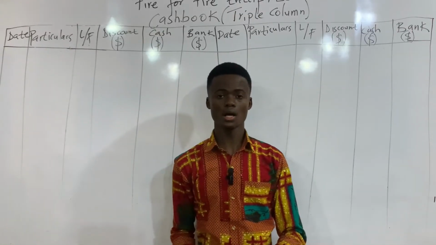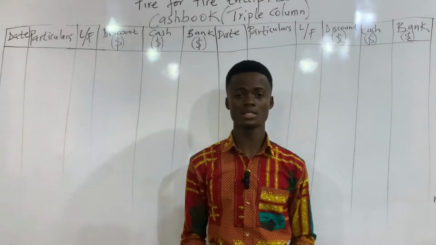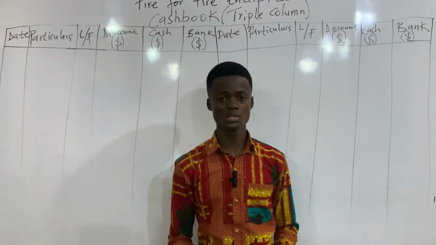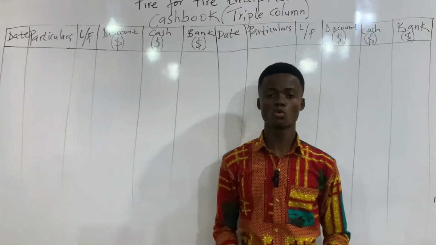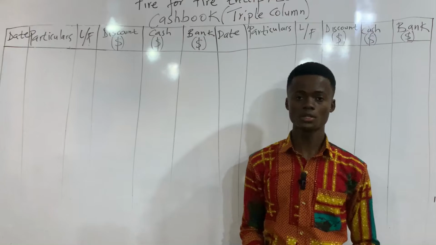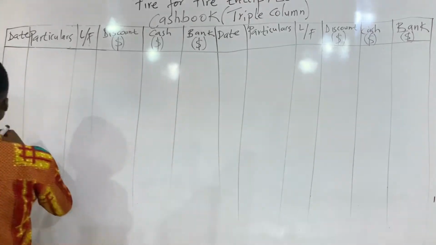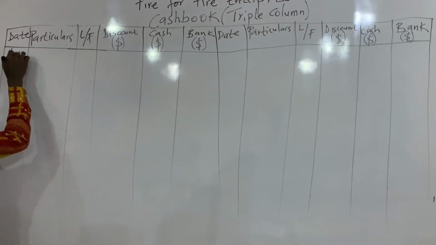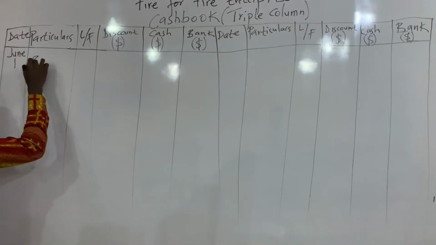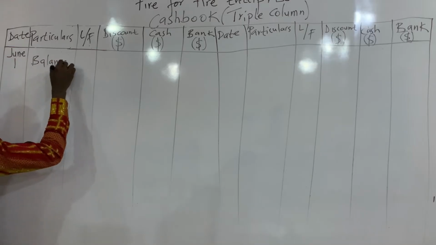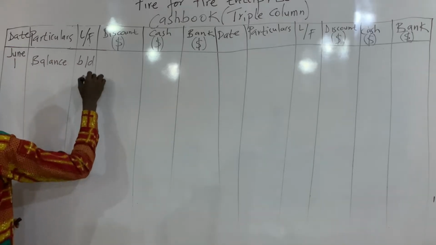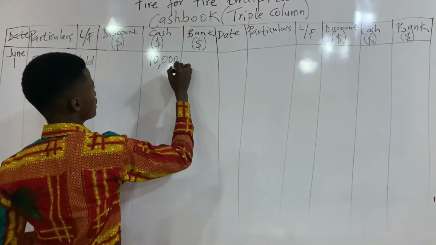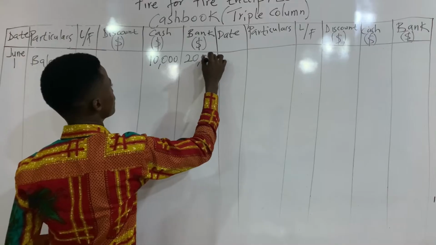The balance BD of the cash column of the cash book can never be on the credit side because you cannot overspend more than what you have in your account. But due to availability of credit facilities, it is possible for you to overdraw or overspend more than you have in your account. So on June 1st, since all the transactions took place in June, we can write June on top. So June 1st balance, then the BD will be on the ledger folio column. So the cash is $10,000 and that of bank is $20,000.